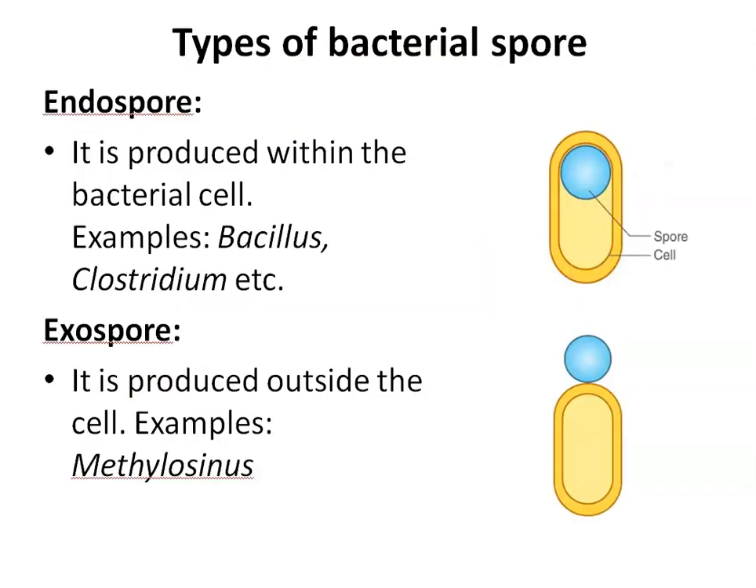So two types of bacterial spores are there. Endospores are produced within the bacterial cell, and you can see here in this diagram, this is the spore and this is the cell. Examples: Bacillus, Clostridium, etc. Exospores are produced outside the cell. For example, Methylocystis. So this is an exospore.